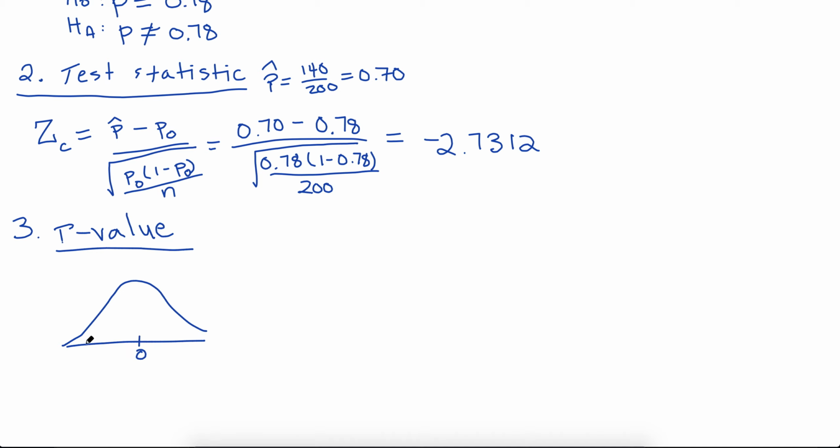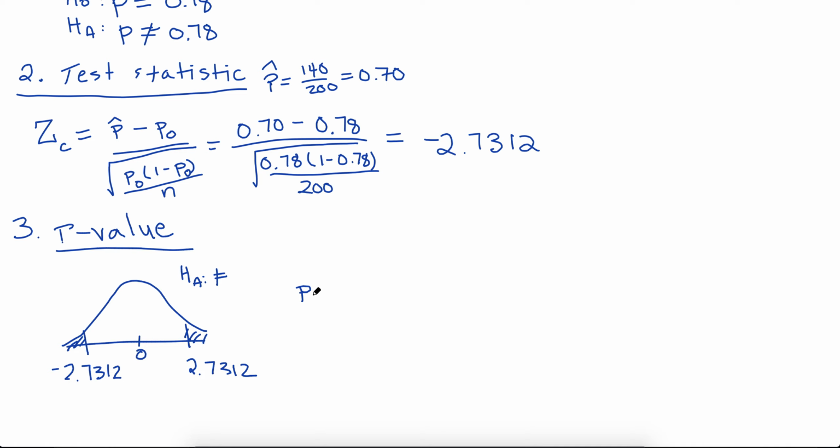Centered at 0, put your test statistic. Mine's negative in this case, negative 2.731. And again, my HA is not equal to, so I want to look at both sides. What are the chances of being that far away, either in the less than direction, so all of this stuff, or in the greater than direction? Again, that's because HA was not equal to. I want to look at both possibilities, that extreme below or above.